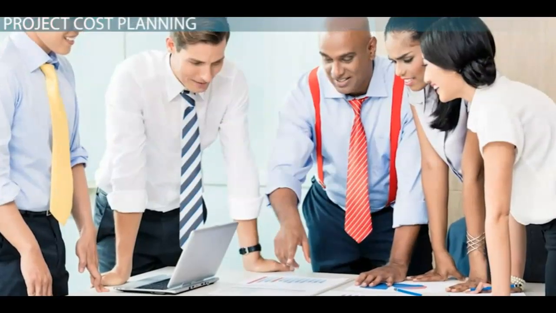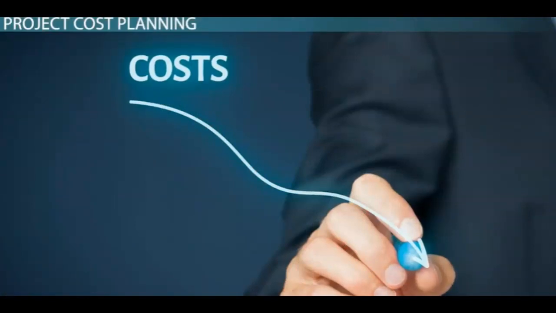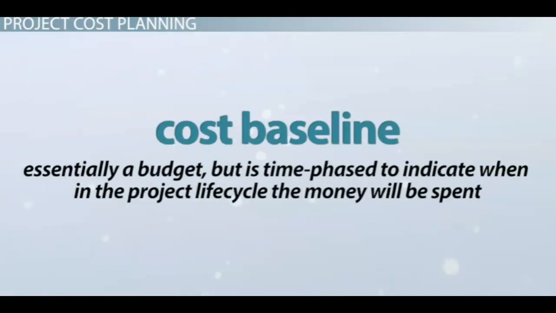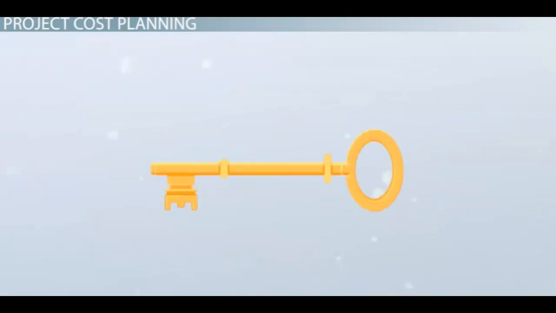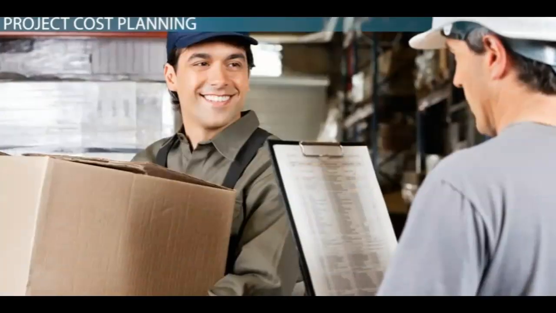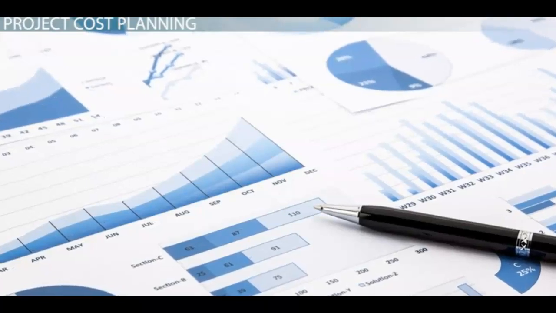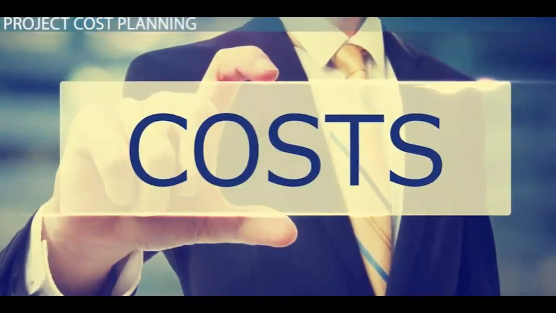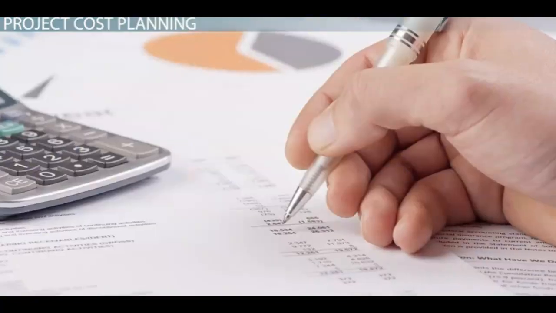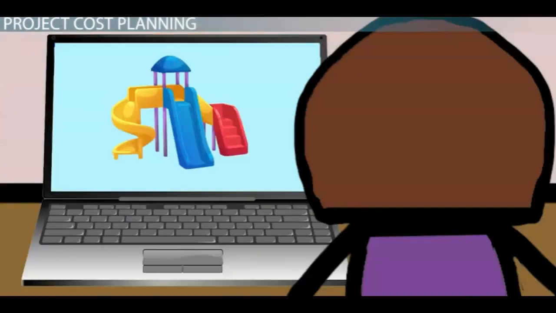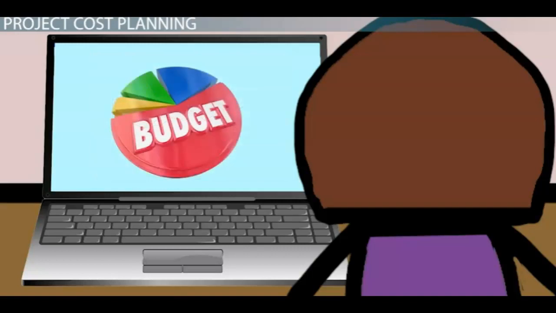A cost management plan also includes a cost baseline, which is particularly helpful to the project manager in ensuring costs are managed properly. The cost baseline is essentially a budget, but is time-phased to indicate when in the project life cycle the money will be spent. This is key information in a project with large upfront costs, such as in buying materials or equipment. Because the project costs aren't spent evenly across the project timeline, a cost baseline lets the project manager know that the costs are on track, even though it may seem an overly large percentage has been allocated early in the project.